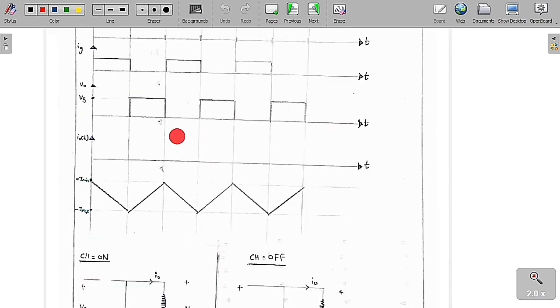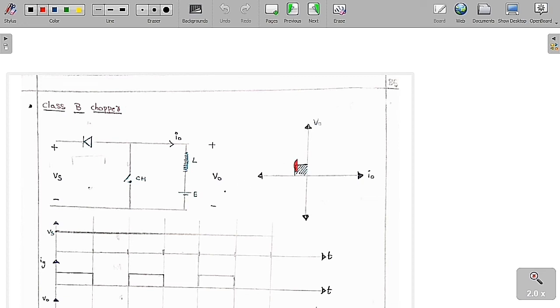Now you can see clearly that the average output voltage is always positive, whereas the output current is always negative. Because of that, we are going to get the plot between V0 and I0 in the second coordinate. Because the current is negative and V0 is always positive, we get the second coordinate operation. So this is called a class B chopper.